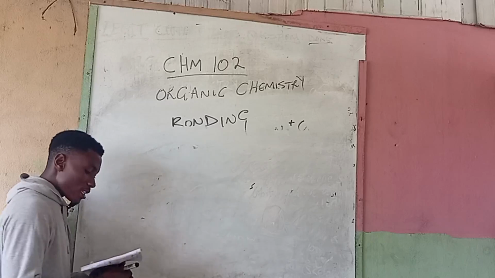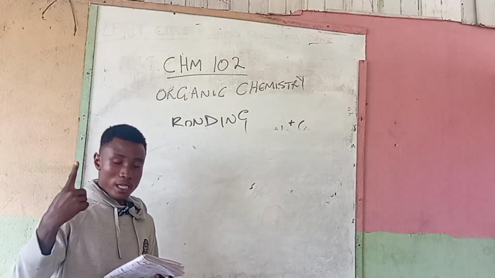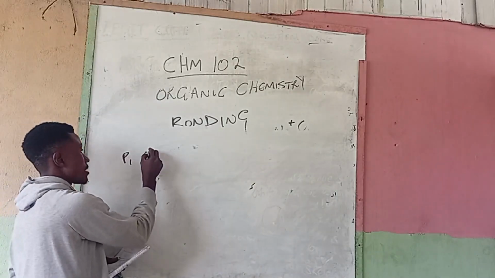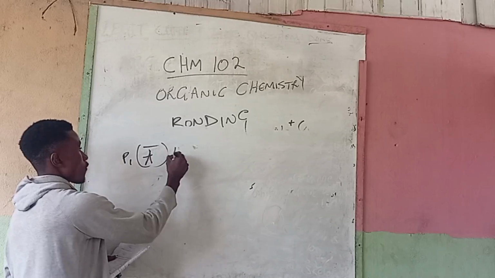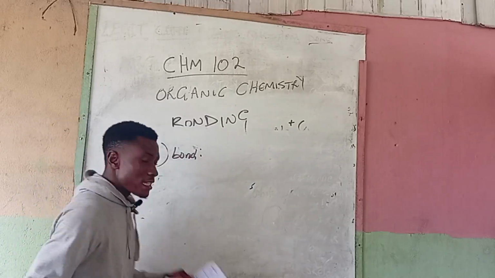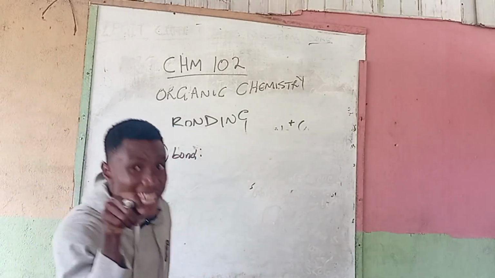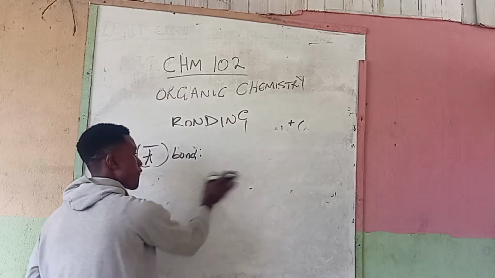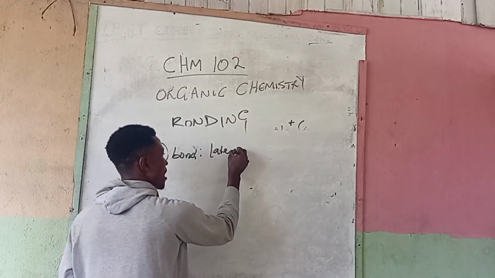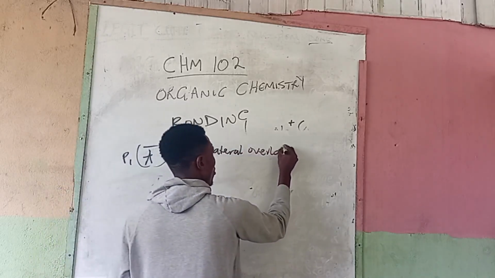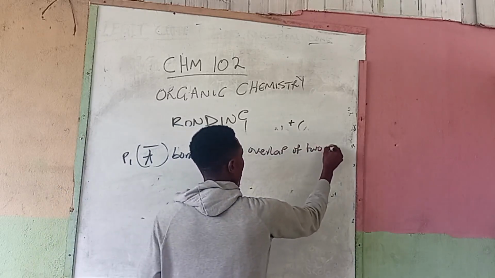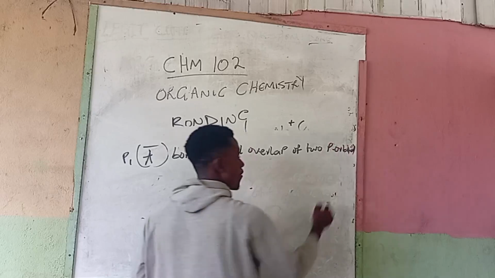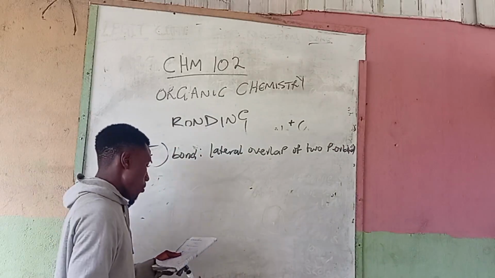Our pi bond is formed in just one way. This is our pi bond. The pi bond, like I said, is found in alkenes and alkynes. They are formed by lateral overlap of 2p orbitals.